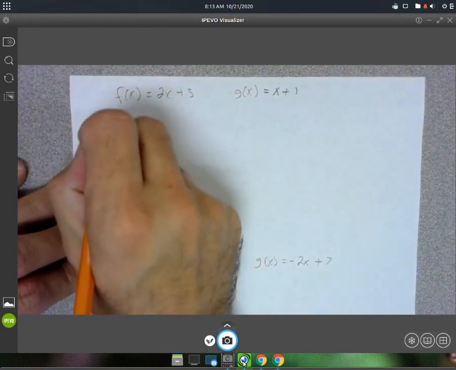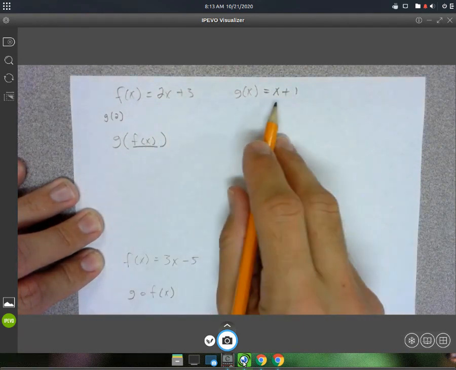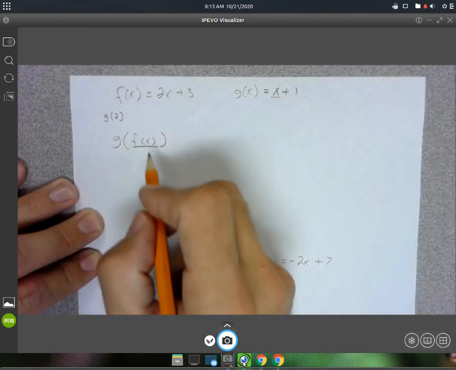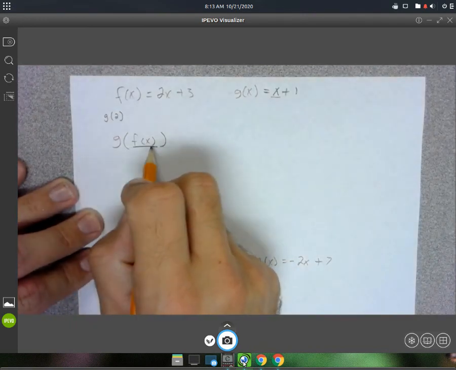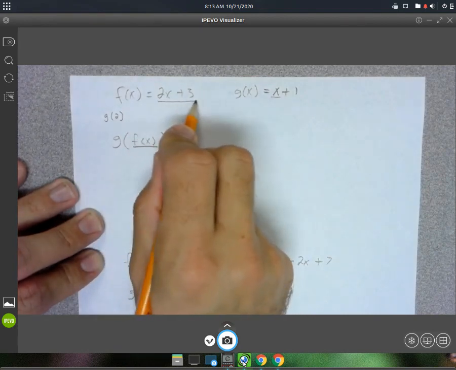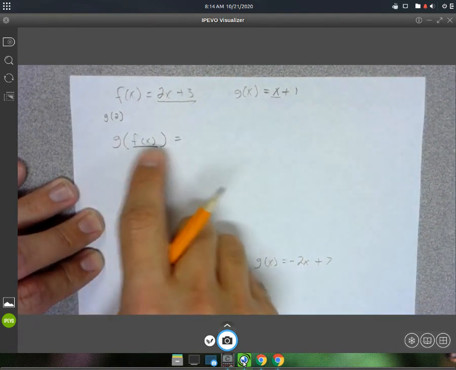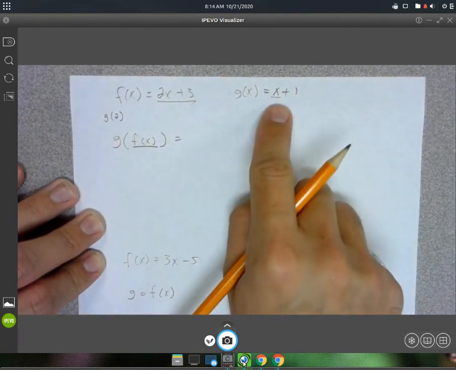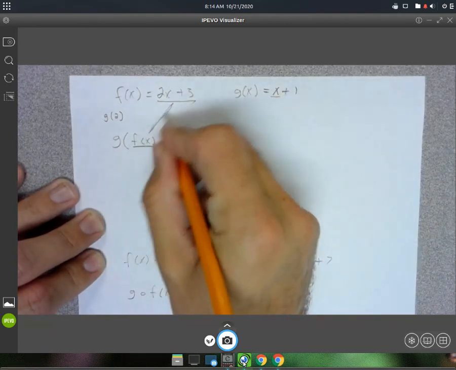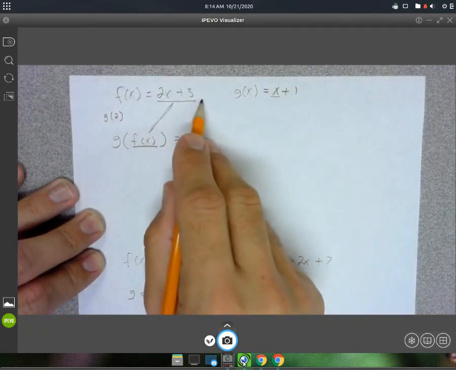So if I had asked you to find g of 2, you would have gone up to the g function and replaced the x with a 2. Well, now we're not putting a number there, we're plugging in f of x, and this is f of x. So to find g of f of x, we're going to go up to our g function and replace that x with this whole f of x. So instead of an x, we're going to be putting 2x plus 3.